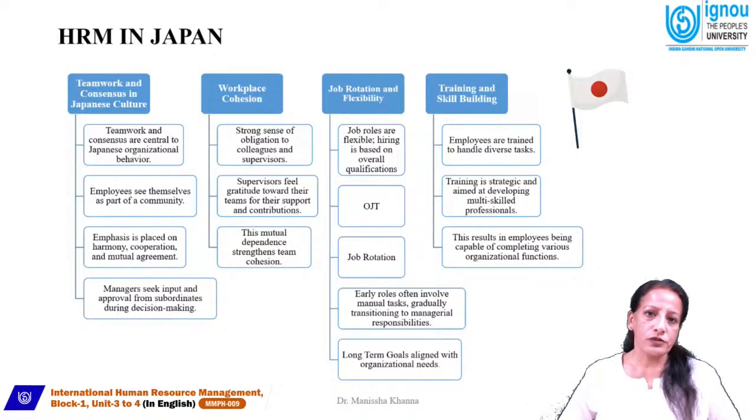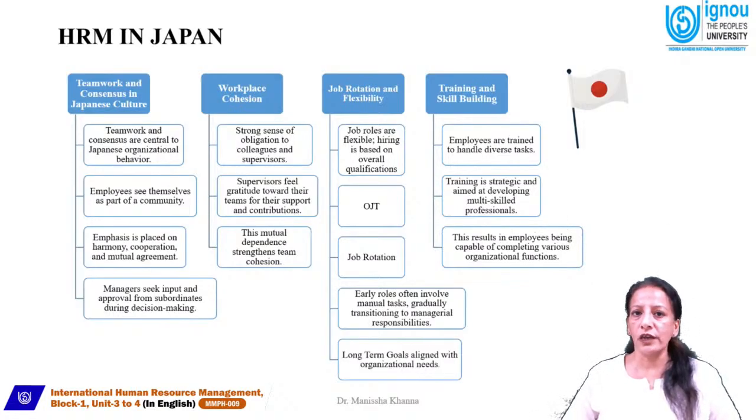When we talk about human resource management, it is all about teamwork and consciousness in Japanese culture. They are very well bonded. They believe in team working and collaborative working. Employees see themselves as a part of the community. They place importance on harmony, cooperation, collaboration, and mutual agreements. Managers seek input and approval from subordinates before moving further with any decision-making process.